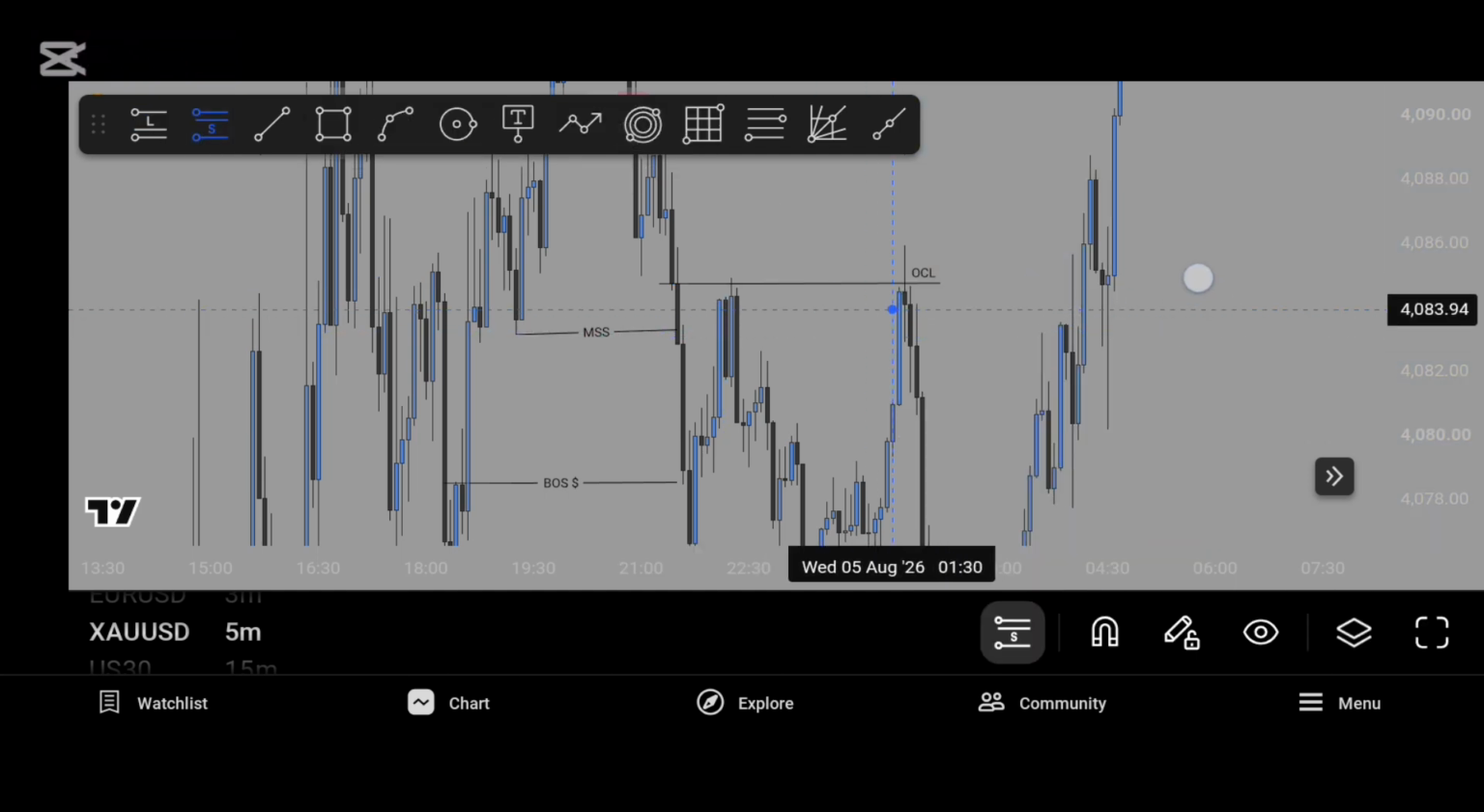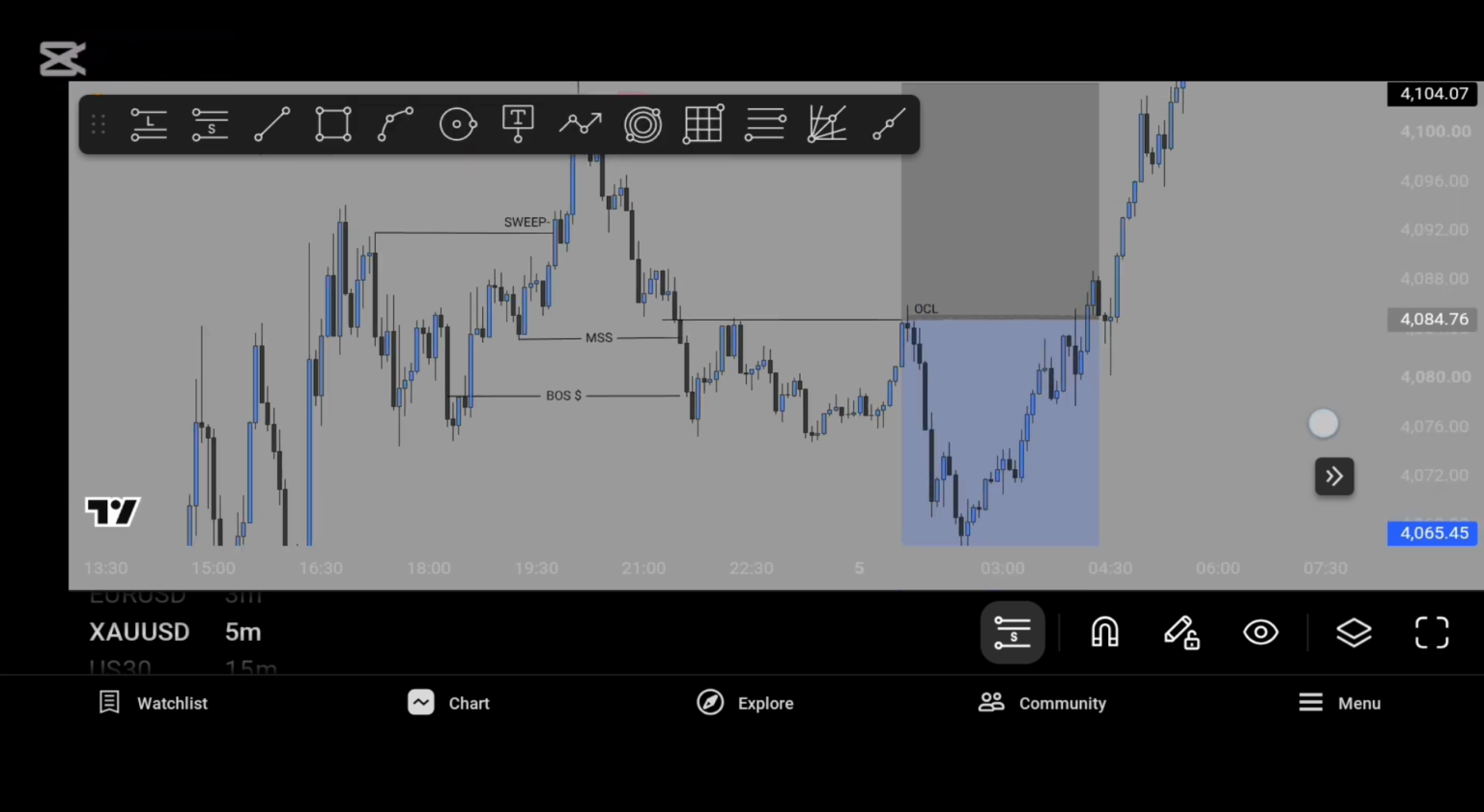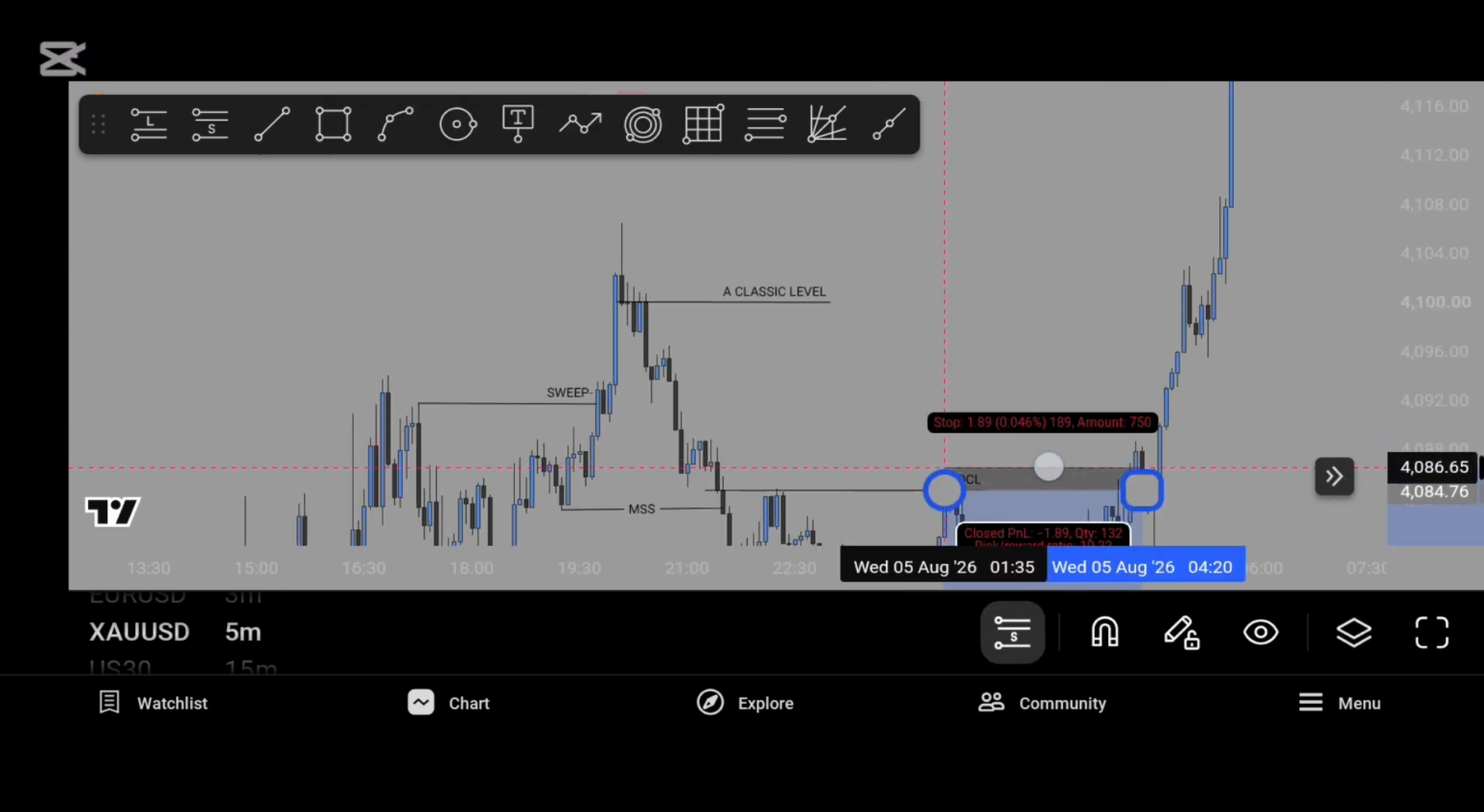Okay, let's check on this one. $3. My stop loss is always $3. Oh, okay. I remember this trade.